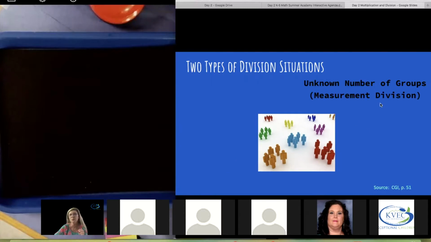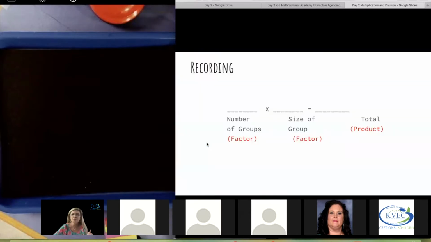That's called measurement division, which is not really that important to remember. It's just realize that sometimes the groups are unknown, the number of groups. And then, of course, sometimes the group size is unknown, how many's in each group. And that's called partitive division. So let's look at how we record this.